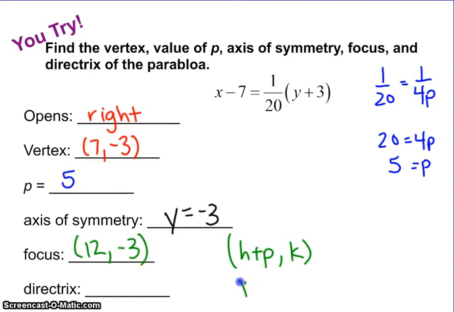The directrix is going to be x equals your h value minus the p value. So 7 minus 5 is 2. And that's it for this question. We found the p, the axis of symmetry, focus, and directrix, and the vertex, and how it opened.